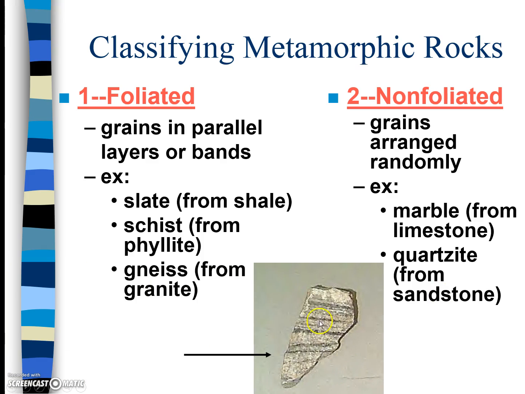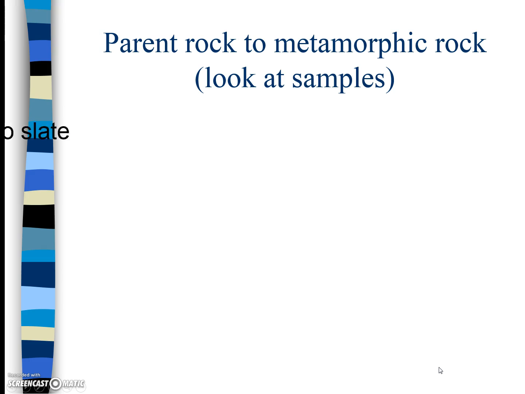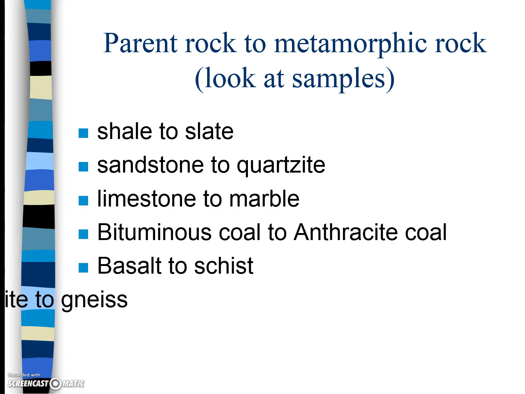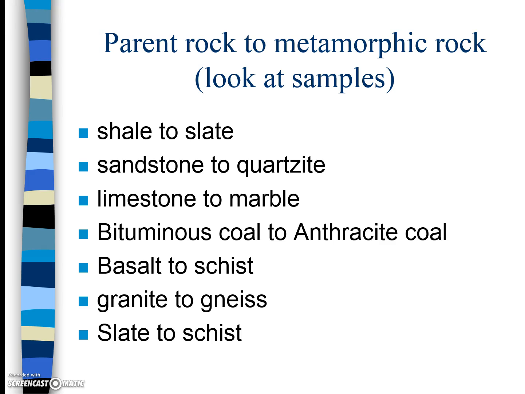Alright, so think about this one down here. Which one would that be? Since we can see those lines, that would be foliated. Alright, and we're going to look at these tomorrow. A couple of these, actually 5 of these, so I will see you tomorrow.